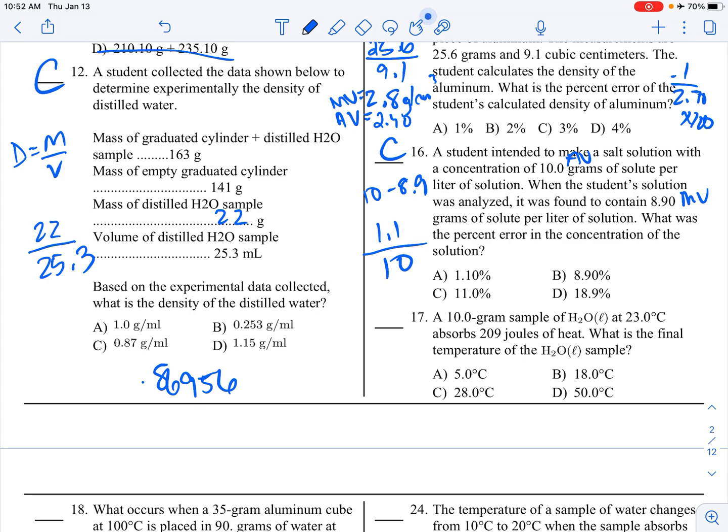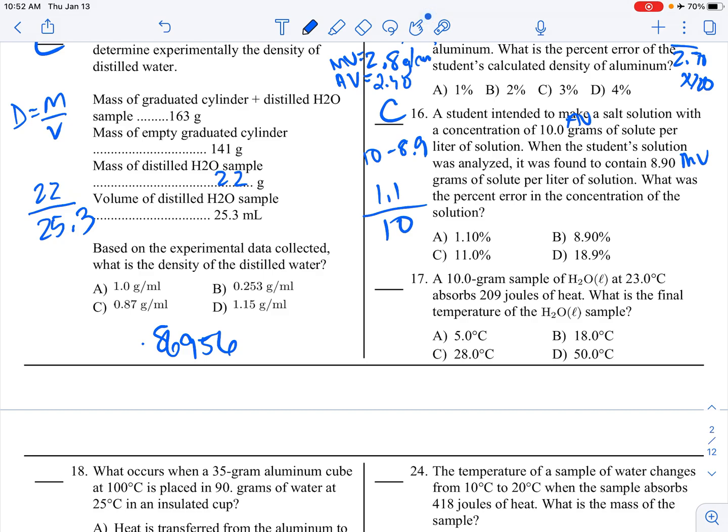A 10-gram sample of H2O liquid water at 23 degrees Celsius absorbs 209 joules of heat. What is the final temperature? So this is a formula on table T. It's called Q equals MC delta T, which we're going to have to adjust slightly because delta T is defined as T final minus T initial. So since we're looking for a final temperature, I'm going to substitute in T final minus T initial. So Q is 209, mass is 10.0.